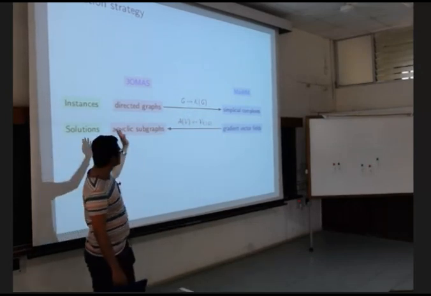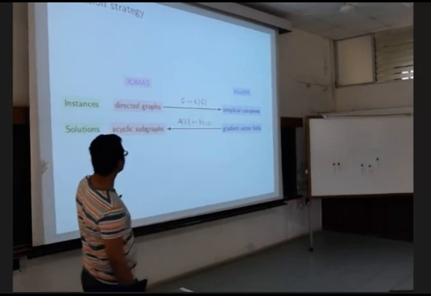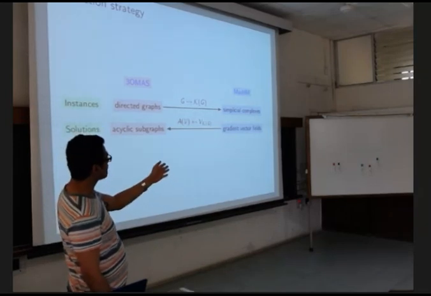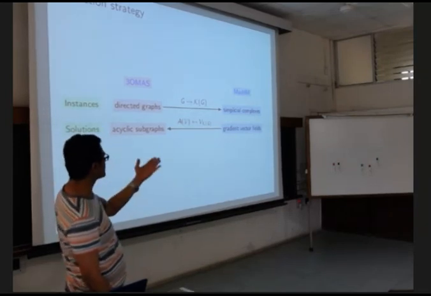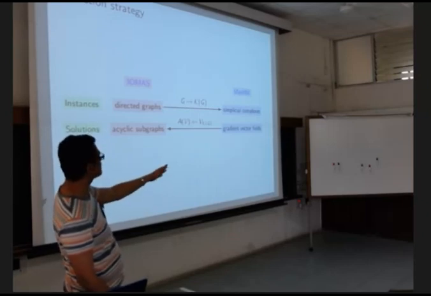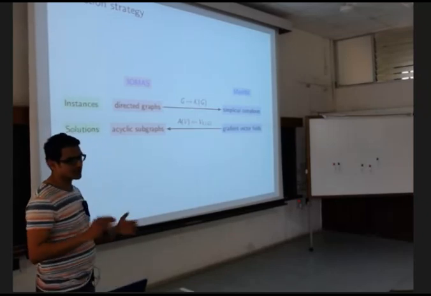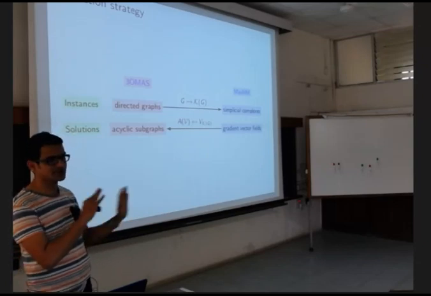So you go from instances of 3-MAS, which are directed graphs, to instances of max Morse matching, which are simplicial complexes, these are K_G. And then you go from solutions on K_G, which are V on K_G, gradient vector fields, back to acyclic subgraphs. So any questions about this? This is basically the reduction strategy.